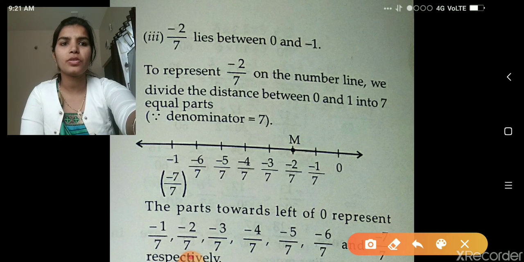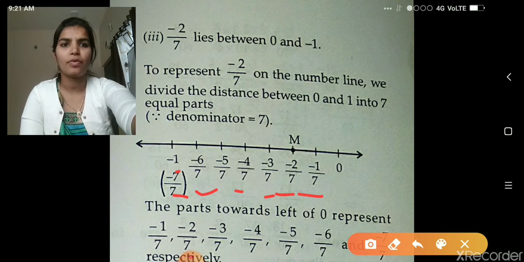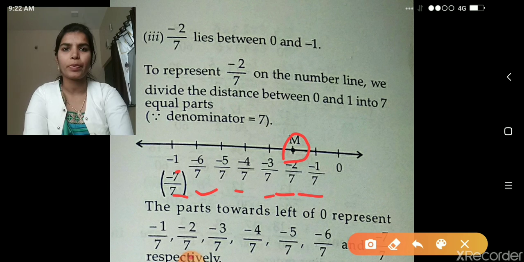So the parts towards the left of the 0 represent minus 1 by 7, minus 2 by 7, minus 3 by 7, minus 4 by 7, minus 5 by 7, minus 6 by 7, minus 7 by 7, that means minus 1. And we have to highlight the rational number minus 2 by 7. So point M represents the rational number minus 2 upon 7.